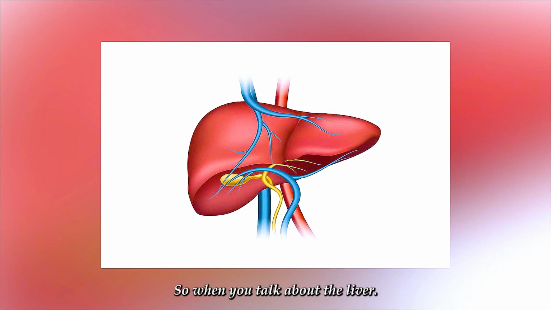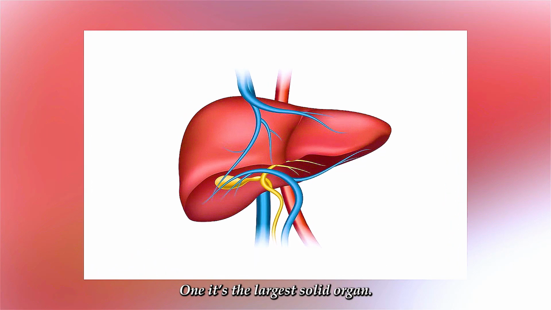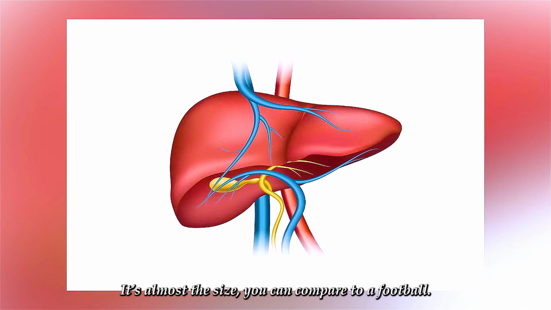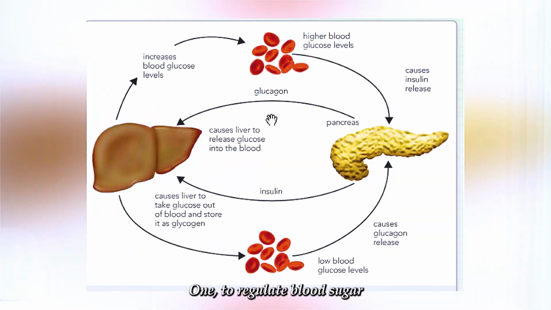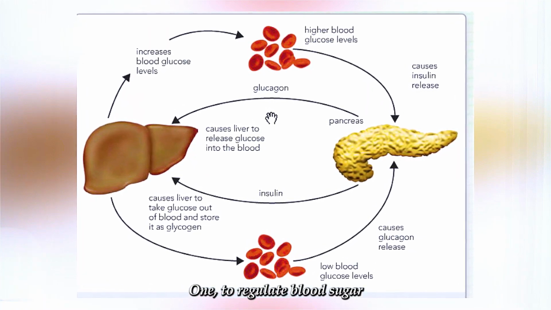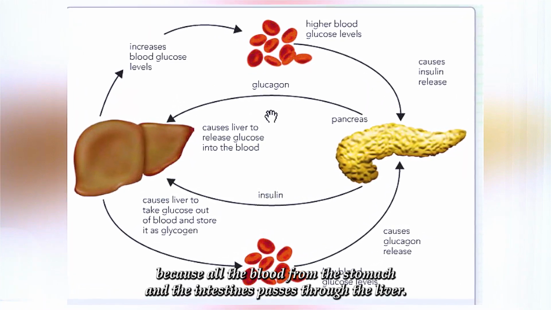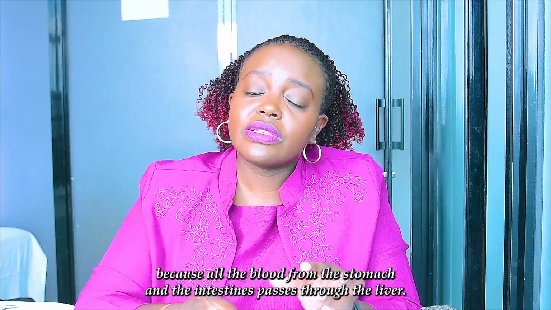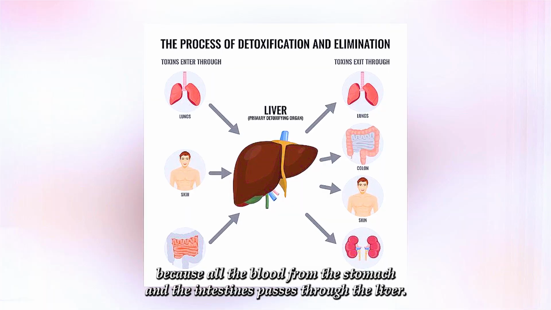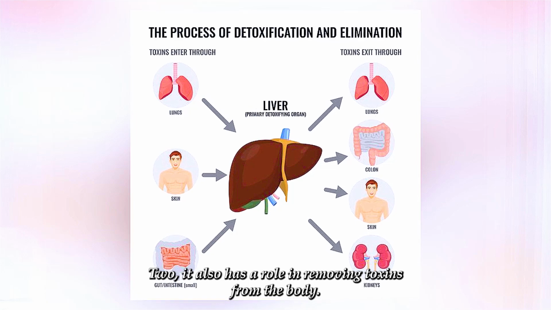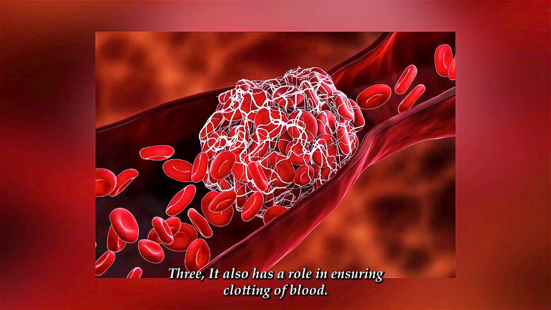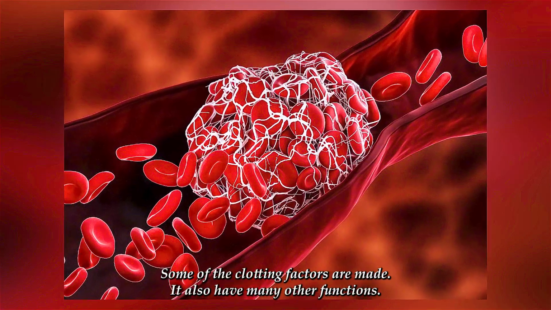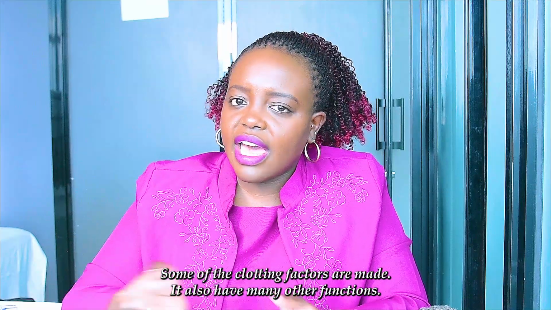So when we talk about the liver, one, it's the largest solid organ. You can compare it in size to a football. It has many functions. One, to regulate blood sugar, because all the blood from the stomach and the intestines passes through the liver. Two, it also has a role in removing toxins from the body. Three, it also has a role in ensuring clotting of blood. Some of the clotting factors are made there. It also has many other functions.